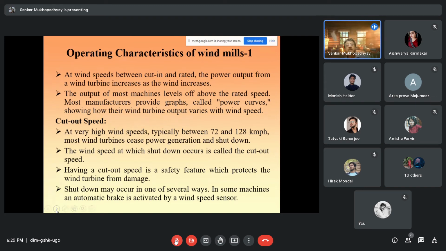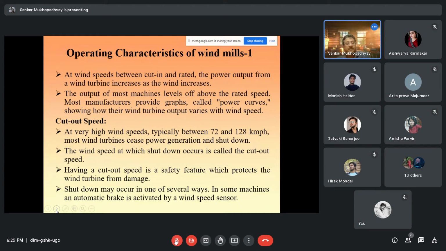At wind speed between cut-in and rated, the power output from a wind turbine increases as the wind increases. The output of most machines levels off at the rated speed. Most manufacturers provide graphs called power curves showing how their wind turbine output varies with wind speed.